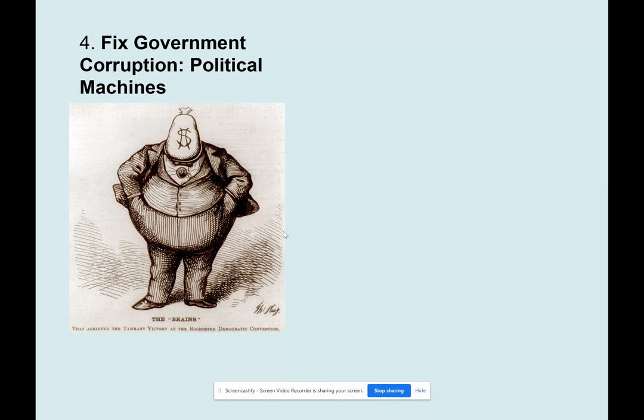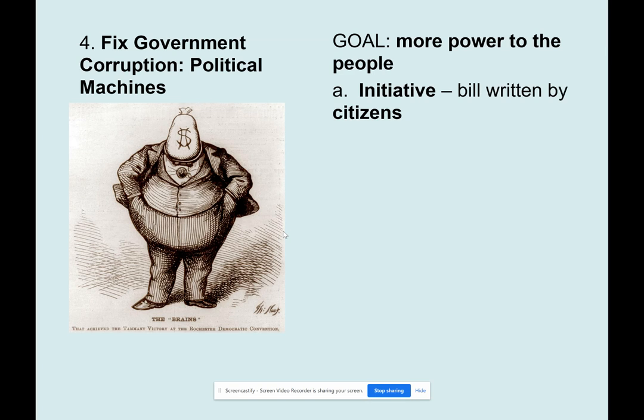Okay, let's take a look at the fourth issue, fixing government corruption and political machines. So you can see on the left, that's a cartoon of Boss Tweed, the Tammany Hall political machine that we looked at last unit. And the way that the progressives thought we could do this was by giving more power to the people, right? The average people. That's who we need to empower. It's very populist in that way.